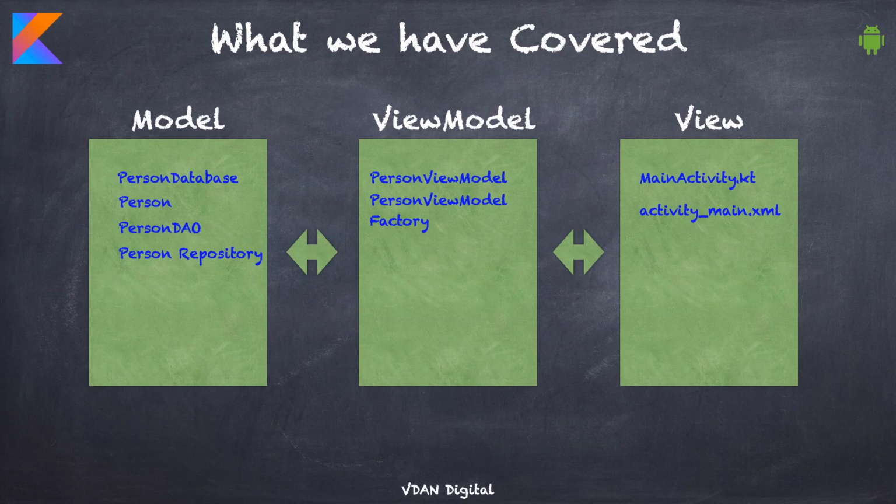Let us look at what we have covered. So we created model, person database, person entity, and person DAO object, person repository. For view model, we created person view model, person view model factory, and for view, we have used main activity.kt and activity main.xml.